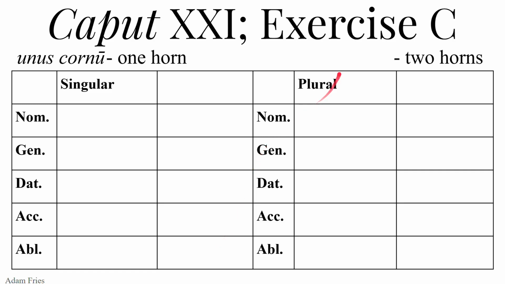For the plural, we're going to use duo cornua. To get duo cornua, duorum cornuum, duobus cornibus, duo cornua, and duobus cornibus.